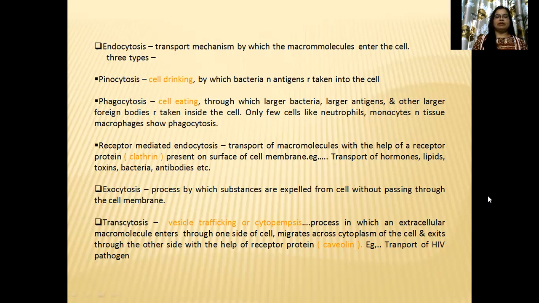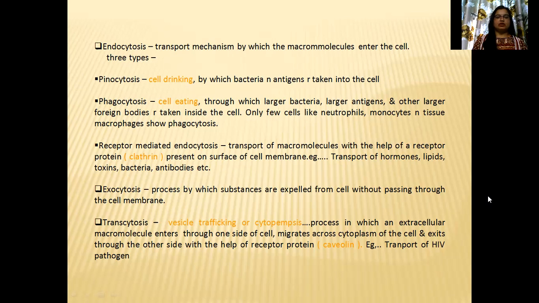Next is receptor-mediated endocytosis, transport of molecules with the help of a receptor protein present on the surface of the cell membrane. For example, transport of hormones, lipids, toxins, bacteria, antibodies, etc. Next is exocytosis, the process by which substances are expelled from the cell without passing through the cell membrane.